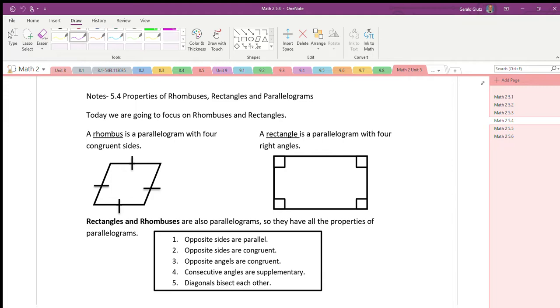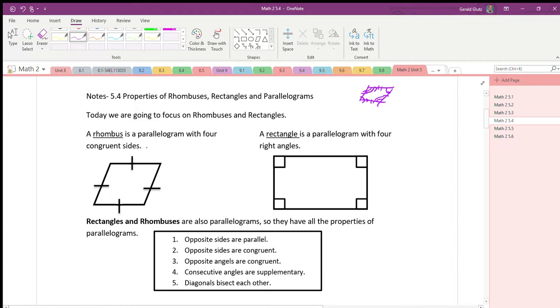A parallelogram has to have opposite sides be congruent. Opposite sides are also parallel. So if I have a parallelogram, opposite sides are congruent and parallel. These two sides are congruent and parallel. Also, the opposite angles need to be congruent, and the consecutive angles have to be supplementary or add up to 180. So we are going to need to know that for the definitions that we give for rhombus and rectangle.